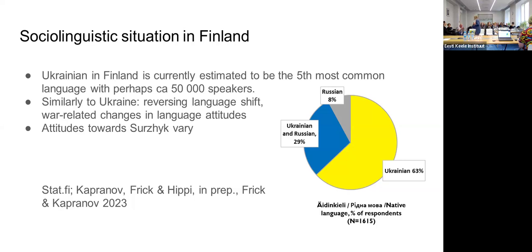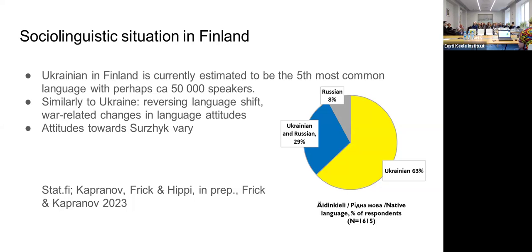And Ukrainians are estimated to have become the fourth or the fifth largest language group in Finland just during 2022, which showed a significant increase in the number of Ukrainians from 7,000 to 50,000 in just a year. And similarly to Ukrainians in Ukraine, Ukrainians in Finland show a tendency towards reverse language shift, towards using more Ukrainian, less Russian, and other war-related changes in language attitudes.